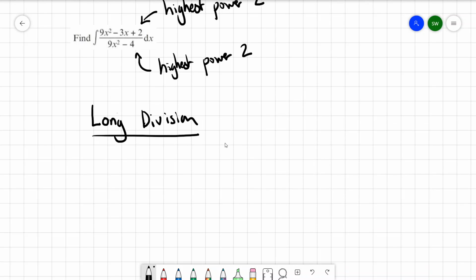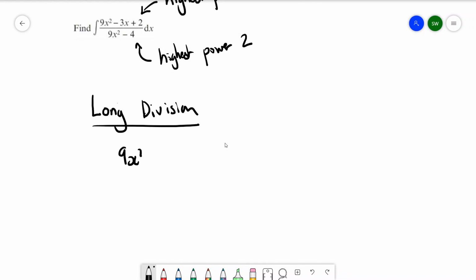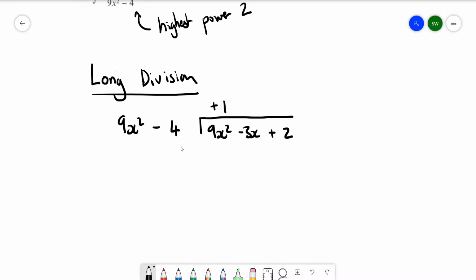So with long division, we're going to put 9x squared minus 4 on the outside, and we're going to put 9x squared minus 3x plus 2 on the inside. And we have to ask ourselves, what do we times 9x squared by to get 9x squared? Well, that's just 1. And then we need to times everything on the outside by 1. So we're going to do 1 times 9x squared, which is 9x squared, and 1 times minus 4, which is minus 4. And I'm going to line the minus 4 up in the constants column, just so I don't make any mistakes when I do the subtraction. And actually, you could put 0x there if you prefer.